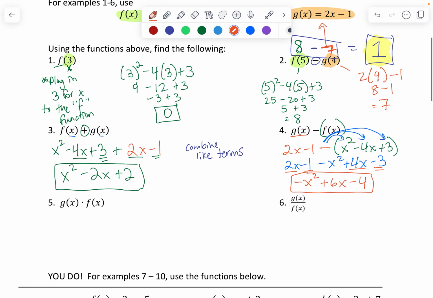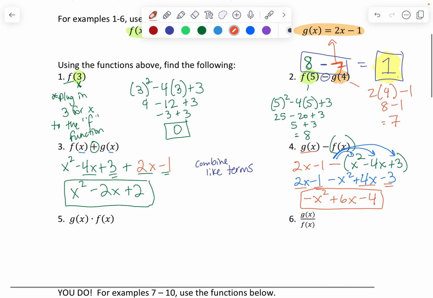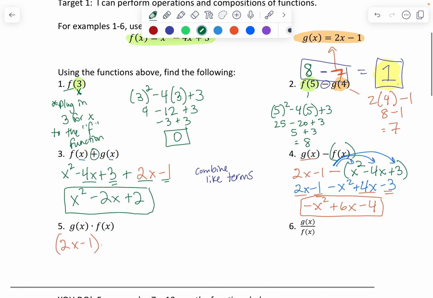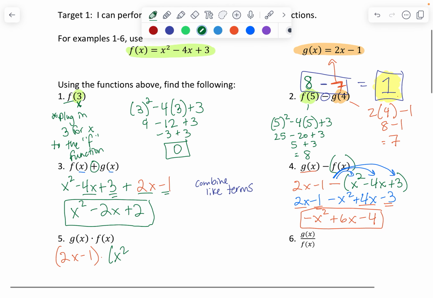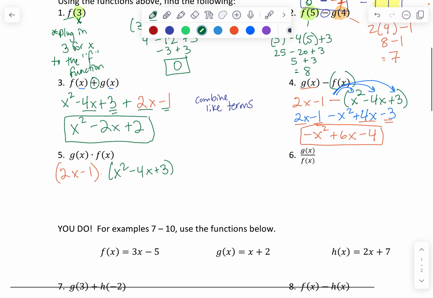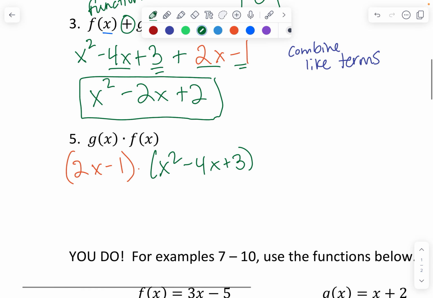So we've done evaluating, we've done adding and subtracting. The last thing is multiplying. If I ask you to multiply, this one says take the g function, which is 2x minus 1, and multiply by the f function, which is x squared minus 4x plus 3. Again, we're not evaluating anything, we're simplifying. When you're multiplying, I have to distribute. So I need to multiply the 2x to everything on the other side.